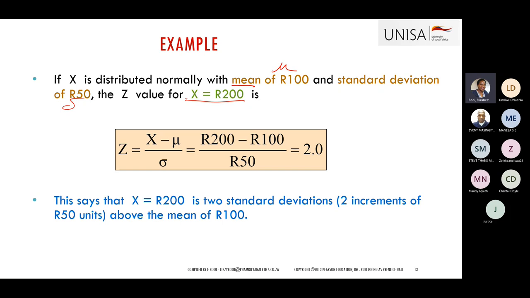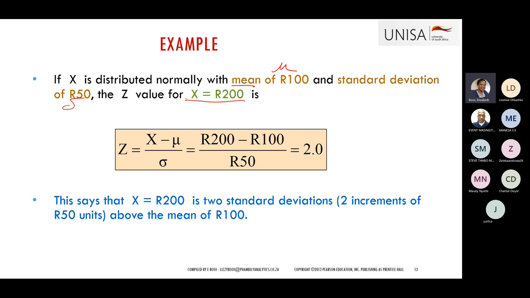So we substitute into the formula, because we know the formula is z is equal to x minus the mean divided by the standard deviation. Our x is 200, our mean is 100, and our standard deviation is 50. 200 minus 100 is 100, divided by 50 is 2, because 50 goes 2 times into 100. Therefore, our z value, where x is 200, is 2.